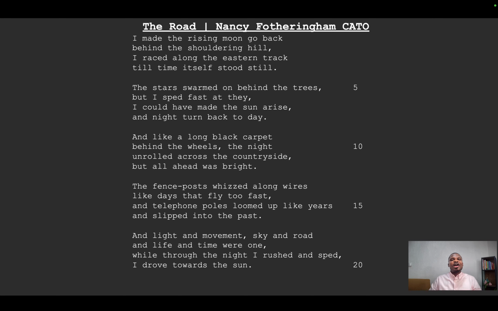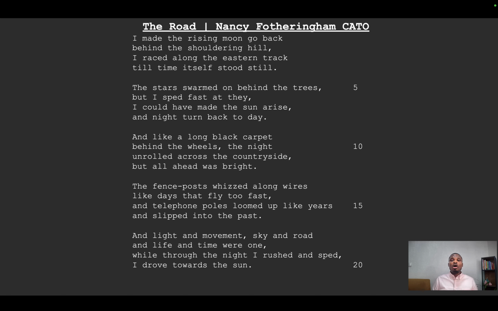Let me begin by reading the poem aloud. The Road by Nancy Fotheringham Cato. I made the rising moon go back behind the shouldering hill. I raced along the eastern track till time itself stood still. The stars swarmed on behind the trees, but I sped fast as day. I could have made the sun arise and night turn back to day.